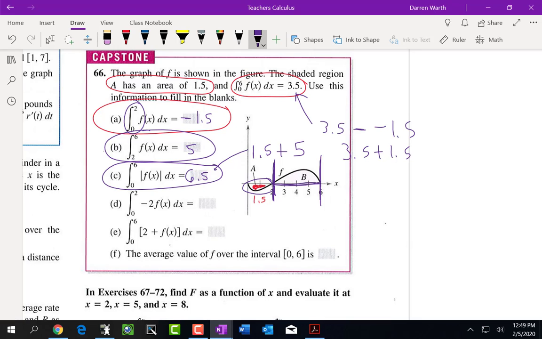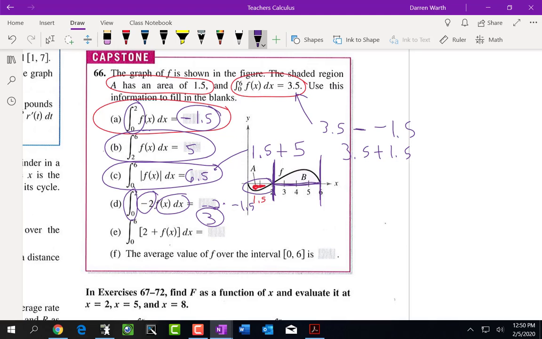Okay, now on D it wants me to take the integral from 0 to 2 of negative 2 f of x dx. So remember, negative 2 is a constant, so I can just hold it constant. And then the answer to this is the integral from 0 to 2 of f of x, which I've got right up here is negative 1.5. So I just have to take negative 2 times negative 1.5, and that comes out to be a positive 3. So that would be that answer.